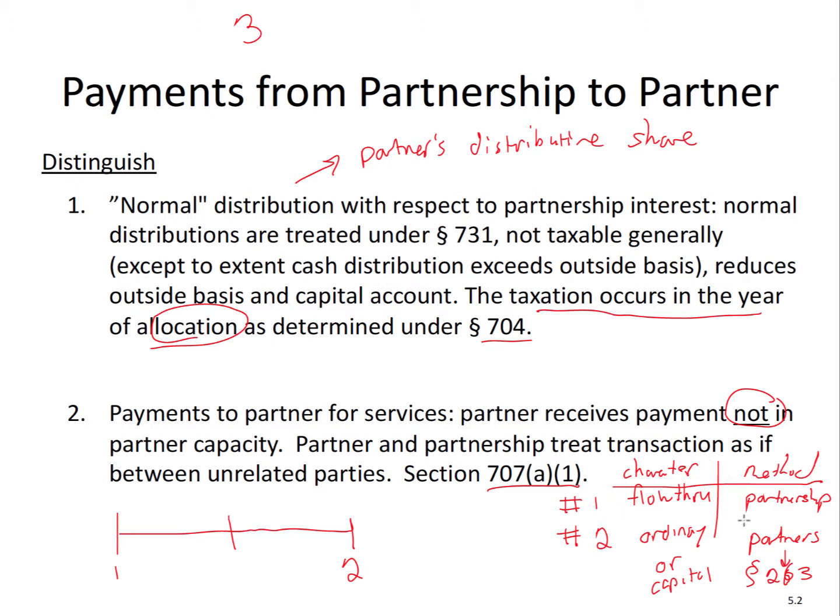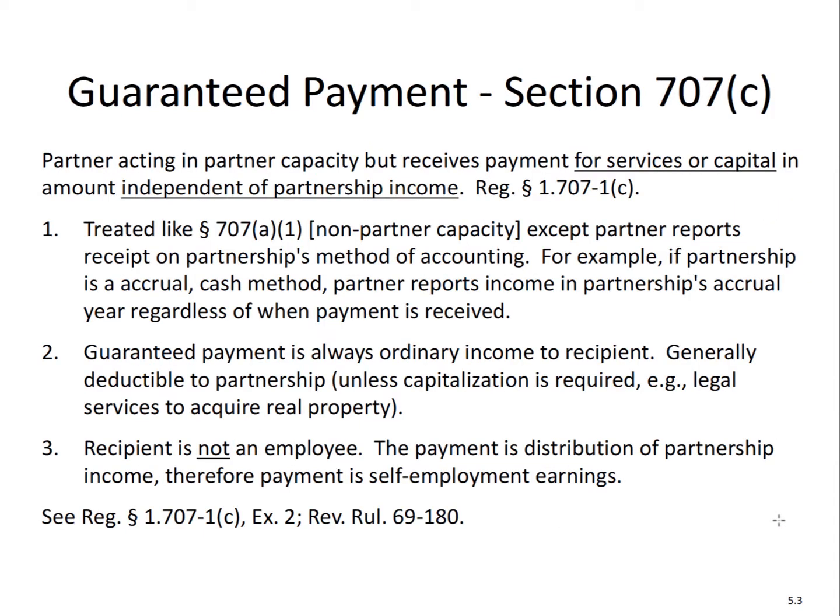So the third type, the 707(c) guaranteed payment, is somewhere in the middle, and you're going to see it has a mixed character with respect to these items. So let's go ahead and talk about that. This is a guaranteed payment. This is number 3 on the continuum, somewhere in the middle, because it has a hybrid treatment. We call this the hybrid. This is where the partner is acting in a partner capacity, but it's independent of the partnership income. Maybe they get some type of salary, and they're doing more work than the other partners.